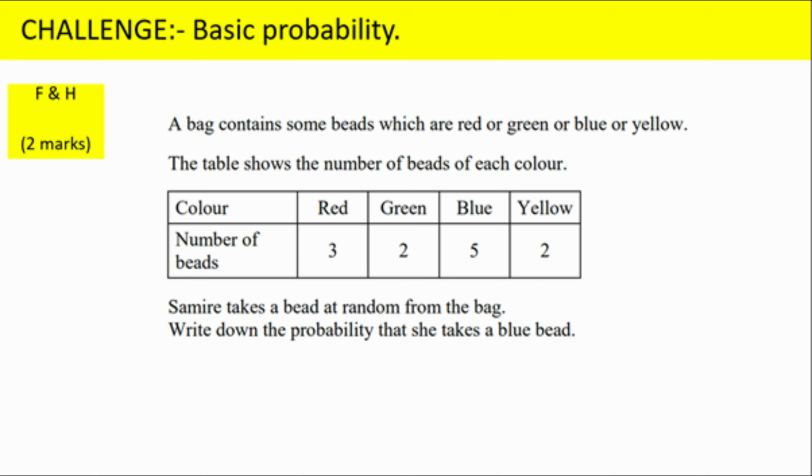Hope that makes sense. Here's today's challenge question. When you're ready, pause, give it a go.